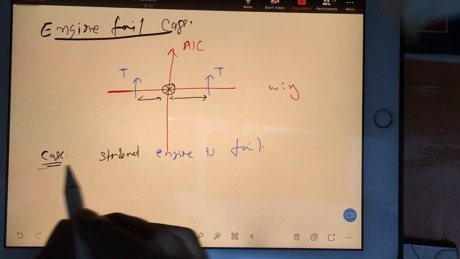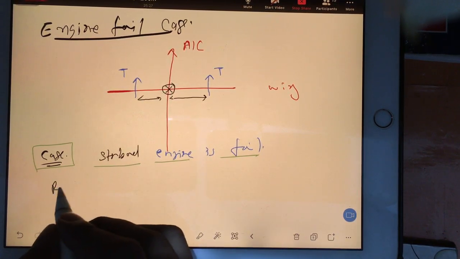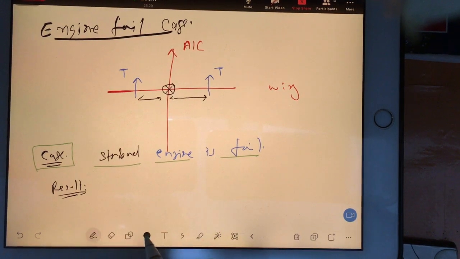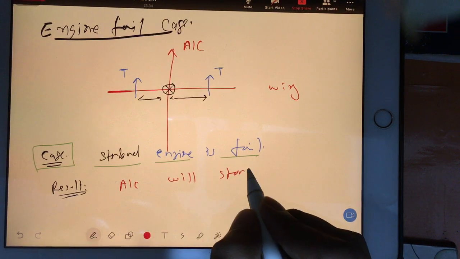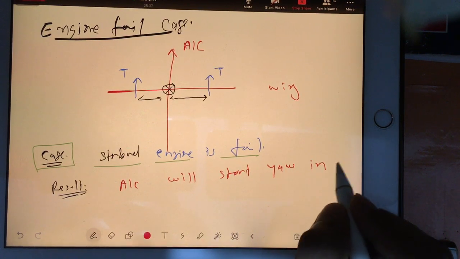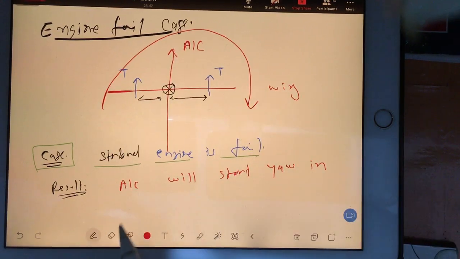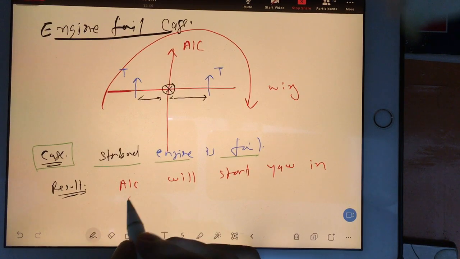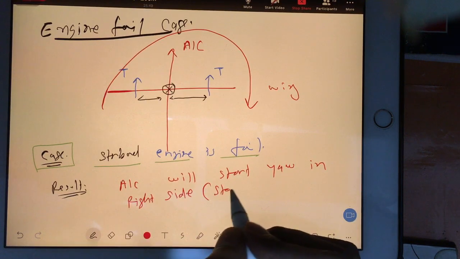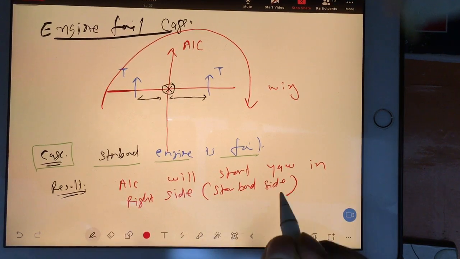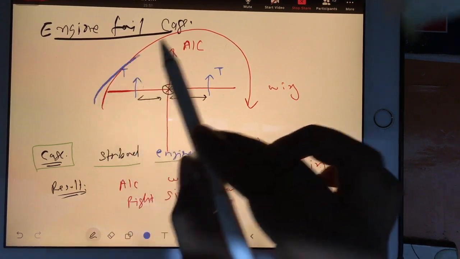So we are considering a case where the starboard engine has failed. So as a result, what will be happening? The aircraft will start to yaw in this direction, yaw to the right side, or you can say starboard side. So the aircraft will start to yaw to the right side like this.